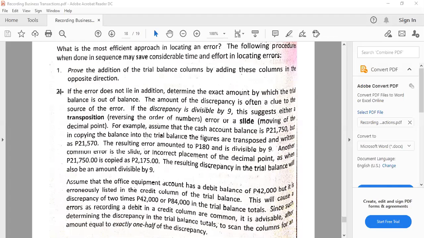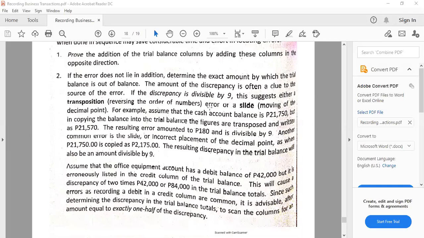Second is, for example, on the addition or footing of the amounts, we can commit some errors. It could be a transposition or sliding error. If we say transposition, we reverse the order of the numbers. Example here is 21,750, but we recorded it as 21,570. If we get the difference, then it's divisible by 9. So that could be a certain clue that probably we committed a transposition error.